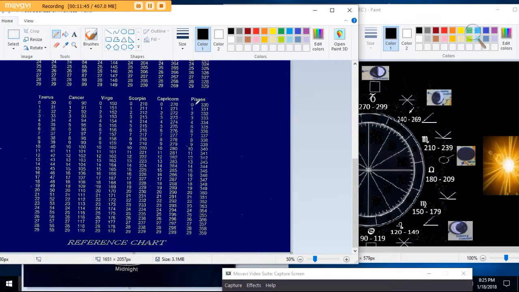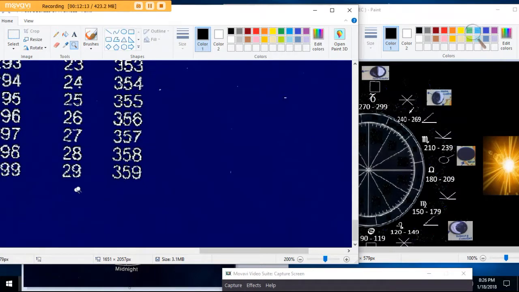But look what Pisces ends up with. 0 degrees, when the sun is passing through Pisces, 0 degrees is actually 330 on the 360 degree chart. It's 330. Alright, now here's 29 degrees of Pisces, and here it is equal to a spot like that. Okay, 359.